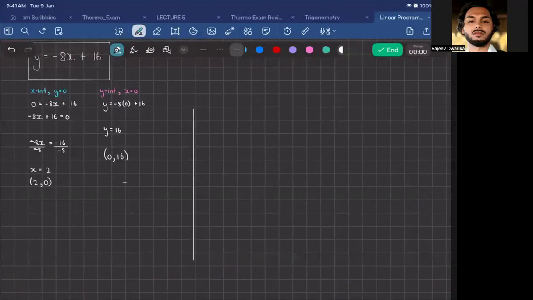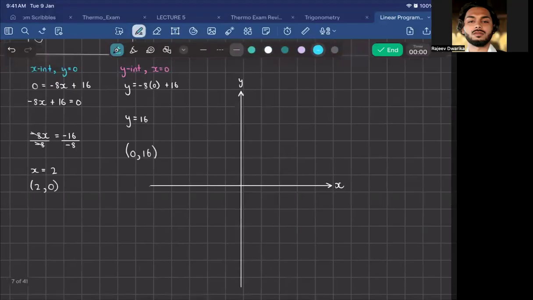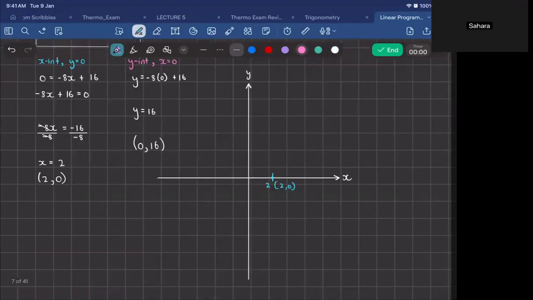Right, so I'm just going to do a quick sketch here. I'm not going to do anything perfect. So this is y, this is x. Sahara, if we have 2, 0, that 2 is going to be on the x-axis or the y-axis? The x-axis. Right. So we could say that this is 2, 0. And 0, 16, would that be on the x-axis or on the y-axis? The y-axis.